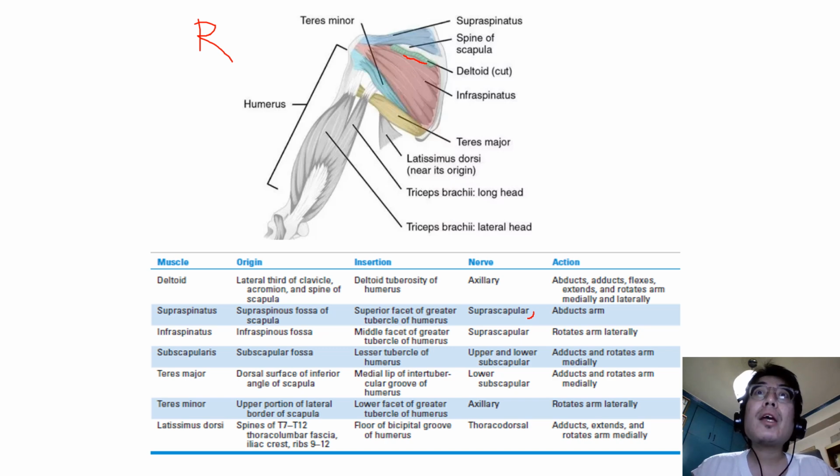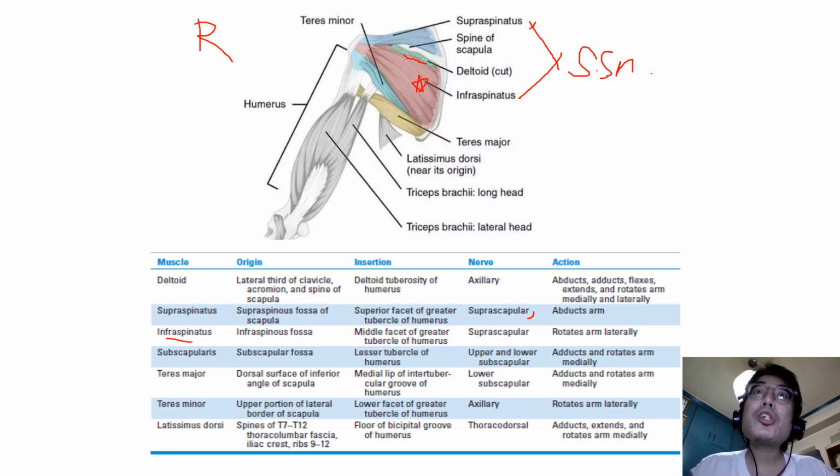Inferiorly, we can see here the infraspinatus. The infraspinatus originates, as the name implies, from the infraspinous fossa, and it inserts into the middle facet of the greater tubercle of the humerus. And just like the supraspinatus muscle, the infraspinatus is innervated by the suprascapular nerve. The function of the infraspinatus is to rotate the arm laterally.